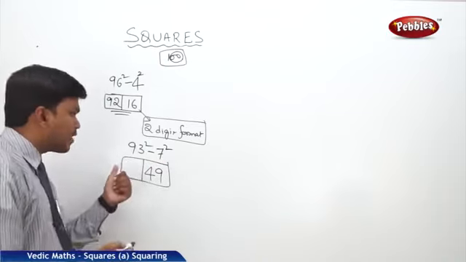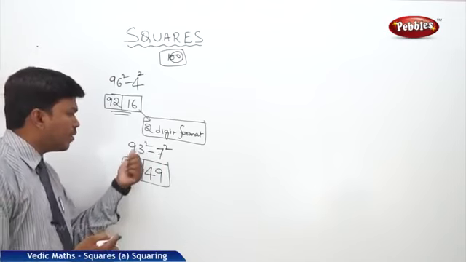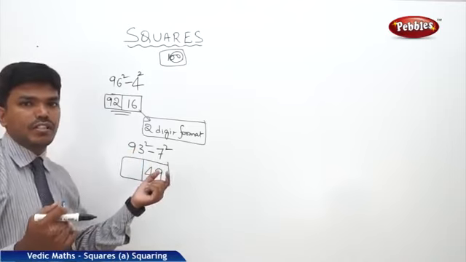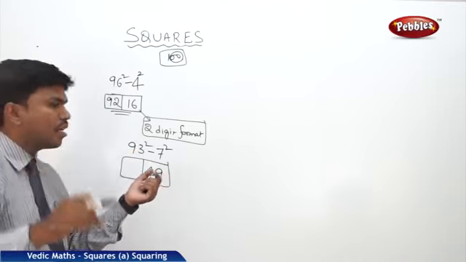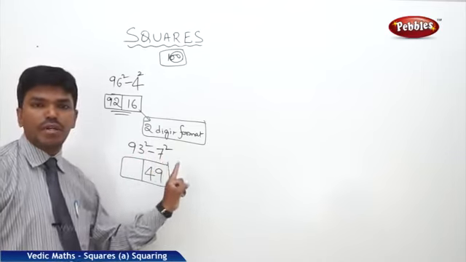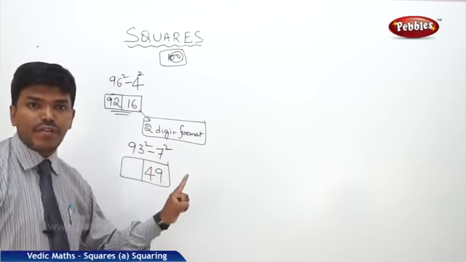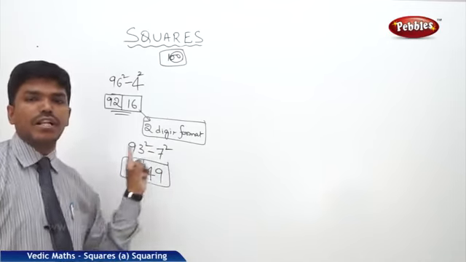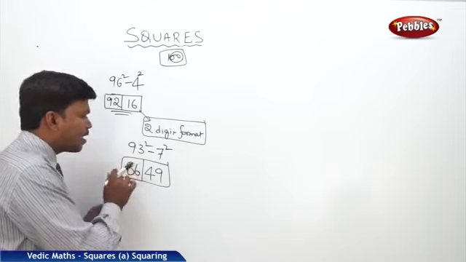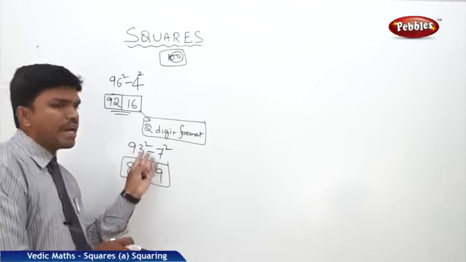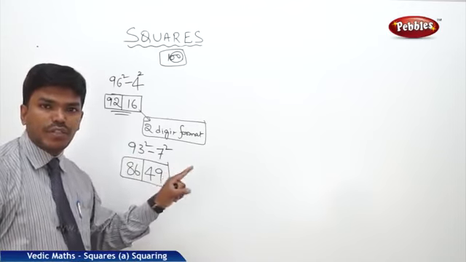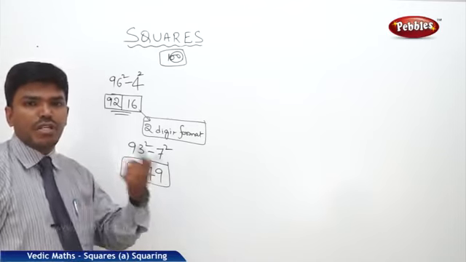93 minus 7. To get the left side part of the answer, what you need to do? You need to subtract whatever deficient digit you got when you compare with the 100 from the main number. What is the deficient number you got? 7. So subtract 7 from the main number 93. So 93 minus 7, how much? 86. So write it in the left side part. If there is a minus, you need to subtract the deficient digit from the main number. If it is plus, we will add.